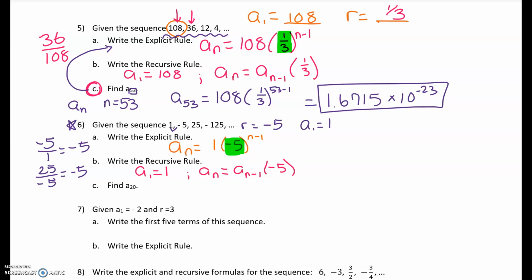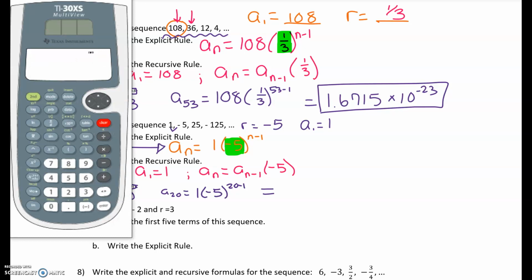Then C asks us to find a sub 20. So the thing that's different about this one, again, we have a value that we're going to plug in for the n. So please remember, we're going back to the explicit rule always when we're finding a certain value. So this is going to say a sub 20 equals 1 times -5 to the 20 minus 1.